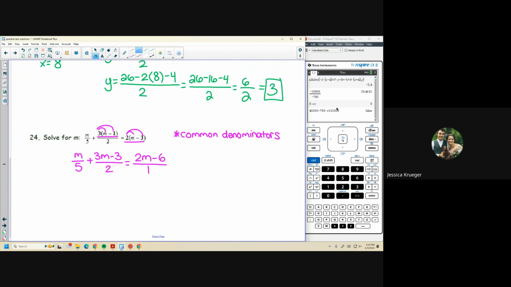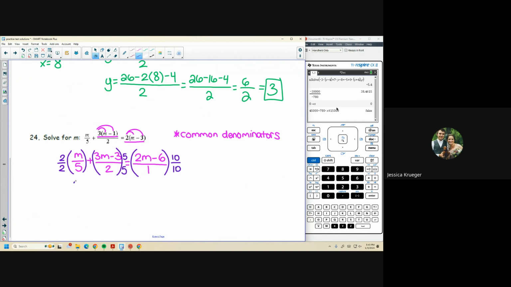So now I want to get the denominators the same so that I can cancel them out. Well, what can I make a 5 and a 2? I can make those a 10. So I'm going to multiply my first fraction by 2 over 2, which is just 1. I'm going to multiply my second fraction by 5 over 5. And I'm going to multiply this last fraction by 10 over 10.